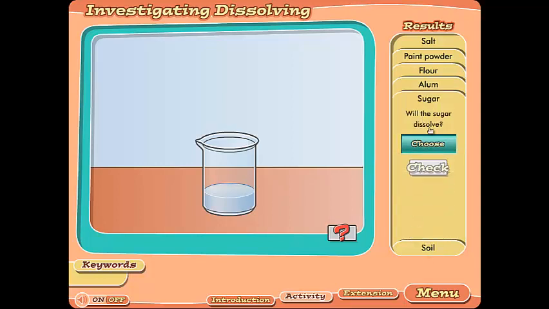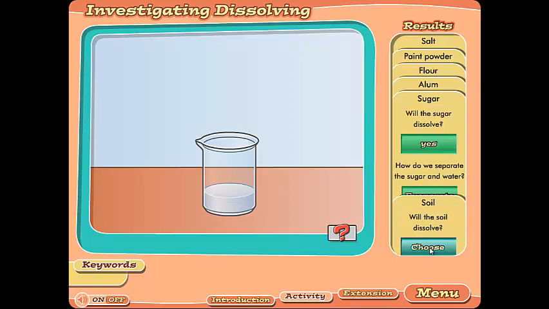Sugar. Let's check sugar. I think it will dissolve. That's why we use it for all of our drinks. That is correct. Well done. So how can we separate the soluble solute from its solvent? Evaporation, as it's soluble. That is correct.